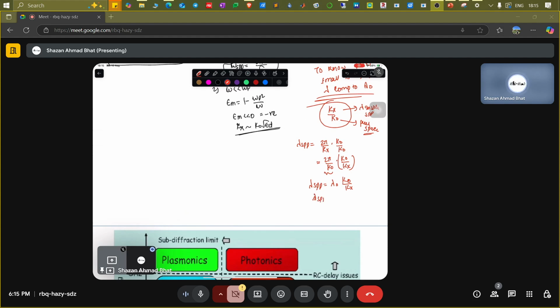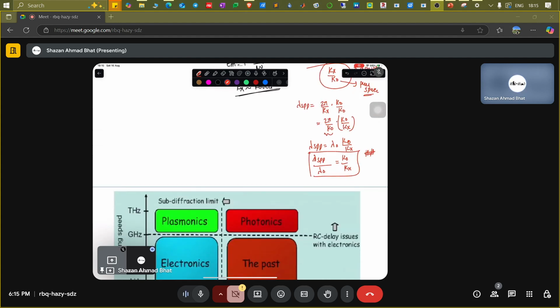Therefore, you can write lambda SPP divided by lambda naught to be equivalent to k naught by kx. Now, if you know the k naught by kx ratio, you can compute what is the wavelength of the surface plasmon polariton compared to that of the free space wavelength.